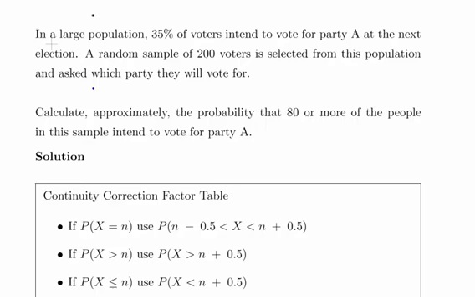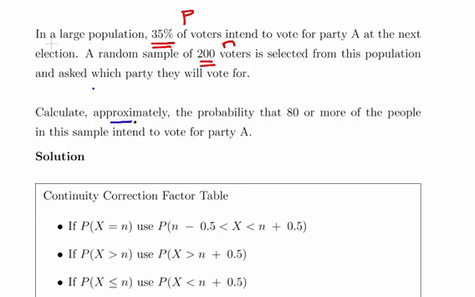Okay, in this presentation we're going to look at the normal approximation of the binomial distribution. So the question is as follows. In a large sample, 35% of voters, that's a probability value or a proportion, intend to vote for Party A at the next election. A random sample of 200 voters, which is the sample size or number of trials, is selected from this population and asked which party they're going to vote for. Calculate approximately the probability that 80 people or more in this sample intend to vote for Party A.